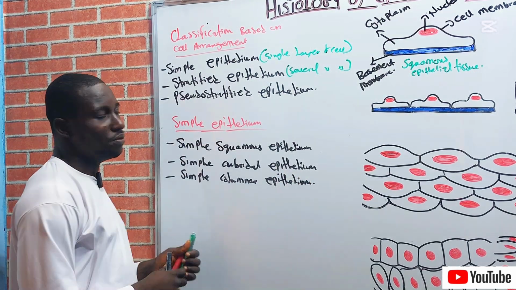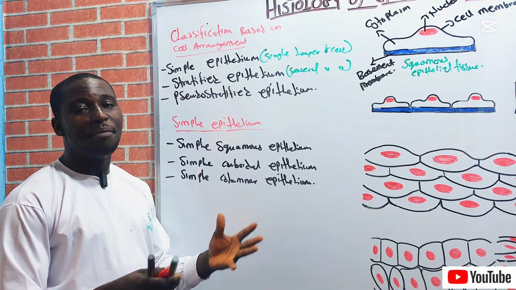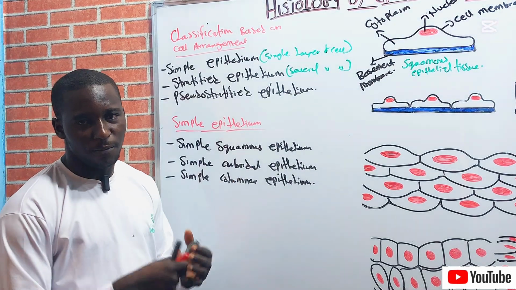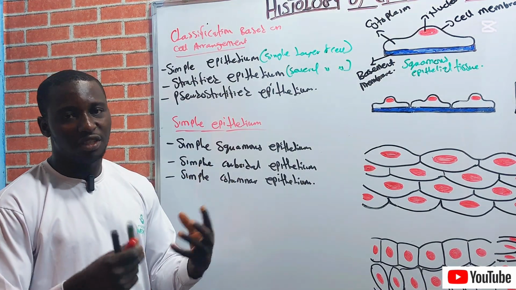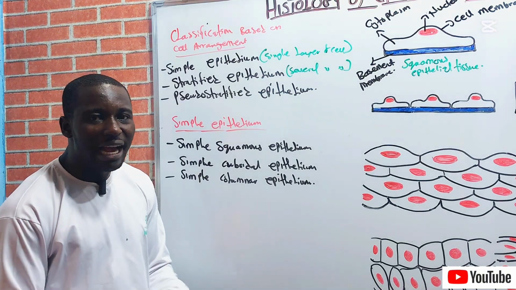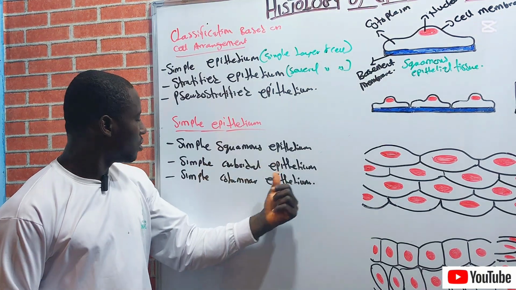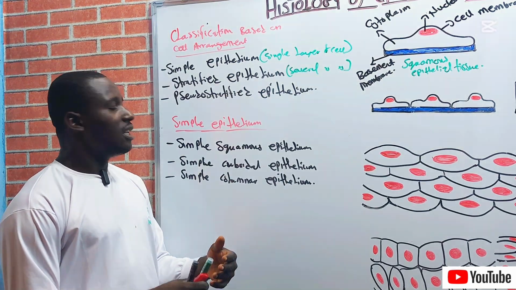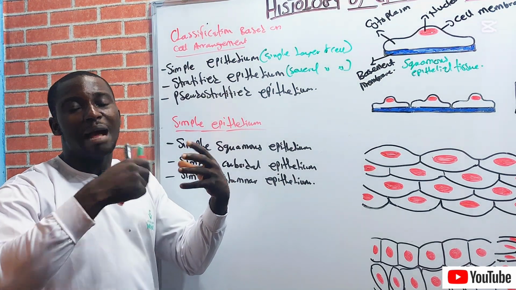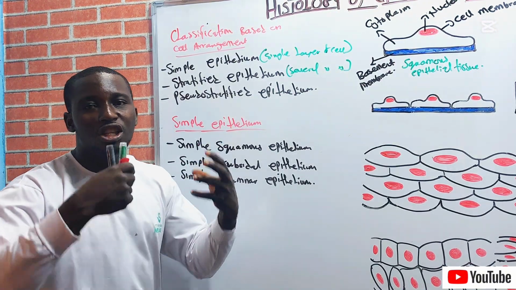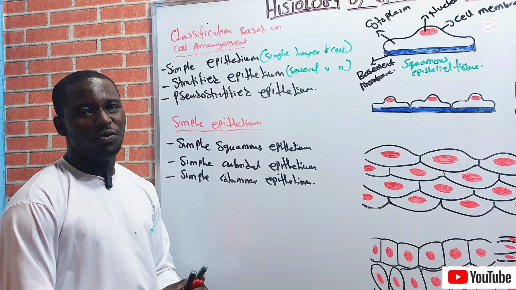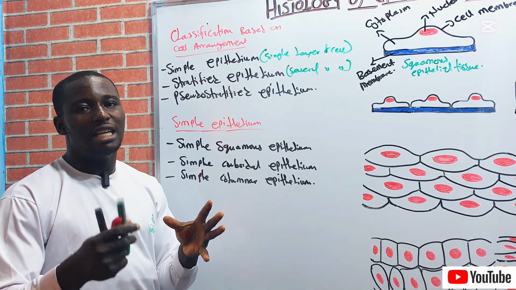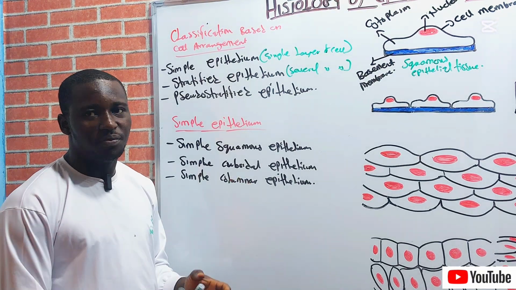Now, what is simple epithelium? Simple epithelium is a type of epithelium that is being composed of a single layer of cell. You get? They are being classified into three, which is simple squamous, simple cuboidal, and simple columnar. And they are found in an absorptive and secretory surface. That is where they are being found in the body.